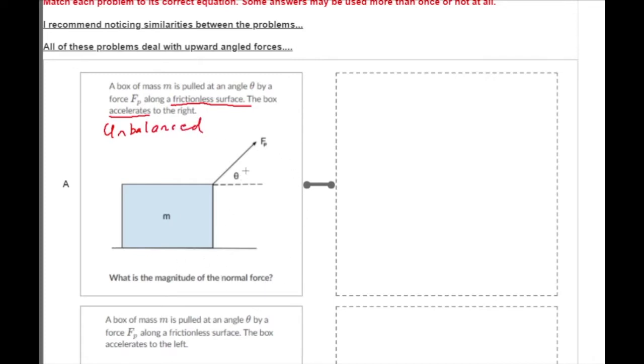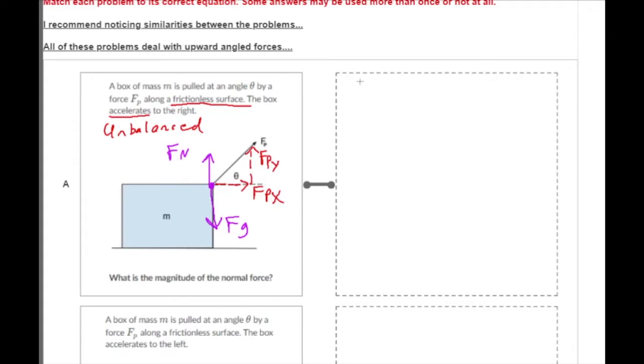Well, first thing we need to do is break up this force into its x and y components. We're going to see that right here. We have an upward force applied, or force Py, and then we have a rightward force Px. We also note that we have force gravity acting down on this object, and then force normal acting up.